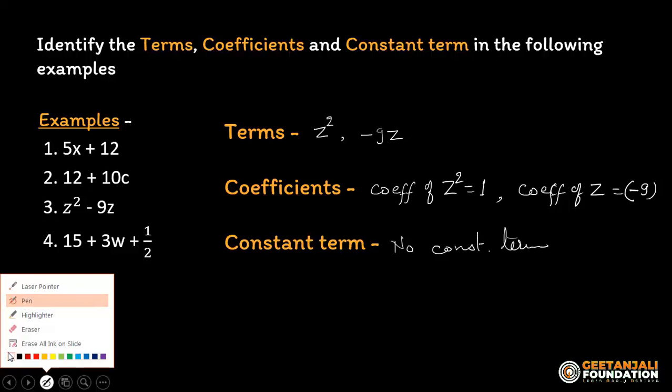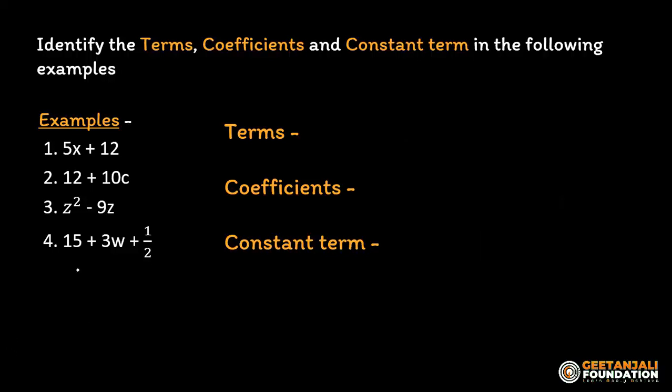Now let's take the fourth example. In this example we have 15 plus 3w plus half. So you can see this is a constant, this is a constant. So we will not consider that it has three terms. We can add these constants. So we will consider that first term is 3w and the other term is the sum of these two. When you add 15 with half, you get 15 and a half. So our expression can be written as 3w plus 15 and a half. Now the terms are 3w and 15 and a half. These are its two terms.